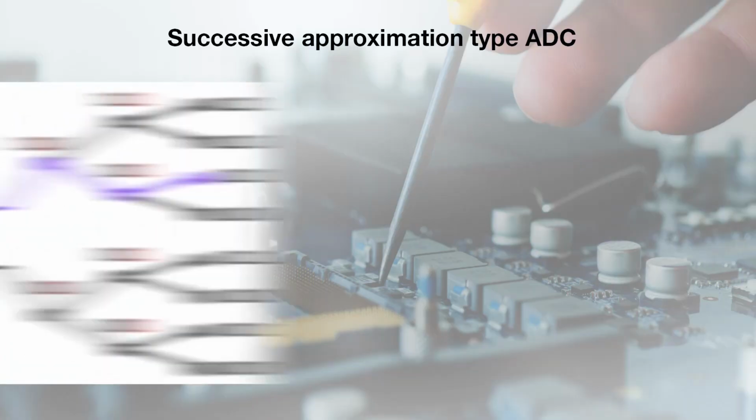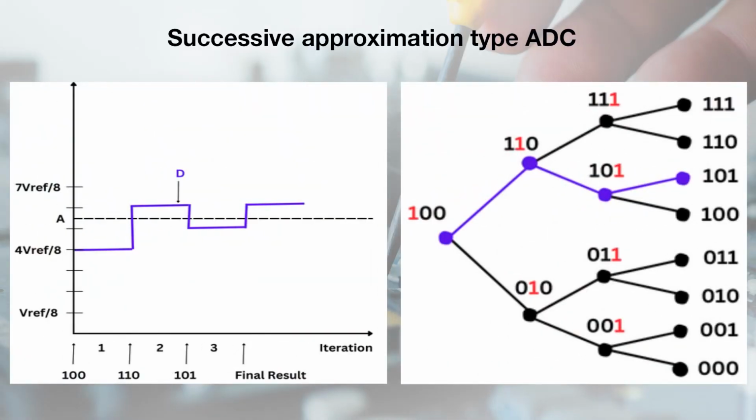Now, when the comparator compares it with the input analog voltage A, the comparator gives output high, because at this instant the analog input is greater than 4 Vref by 8, as we can see in the diagram. So, the bit next to the MSB is set high, that is the SAR output becomes 110. Now, the level of the DA converter output increases to a value of 6 Vref by 8, which is approximately the middle of the upper half part of the full scale voltage.